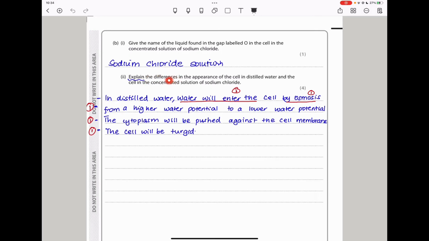Next, they say explain the differences in the appearance of the cell in distilled water and the cell in concentrated solution of sodium chloride. So in distilled water, I said the water will enter the cell by osmosis. So from a higher water potential to a lower water potential, that means the cytoplasm will push against the cell membrane and therefore the cell will be turgid. It's going to swell up or be turgid. You could also reason in terms of the other cell, but this part here is about distilled water, so we have to focus on that. However, if you want to reason in terms of the concentrated solution of sodium chloride, you could do that as well.